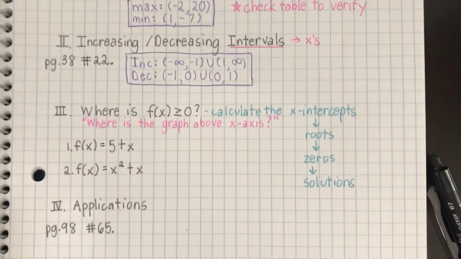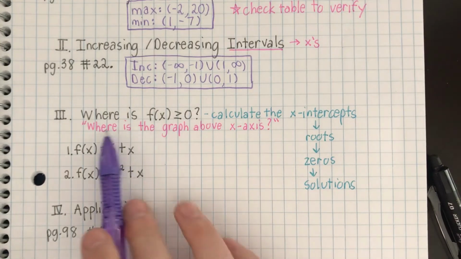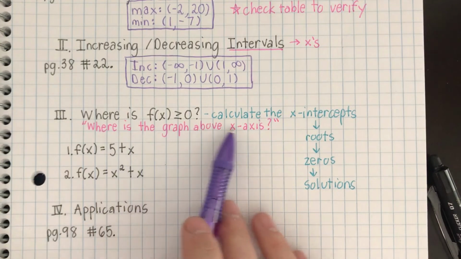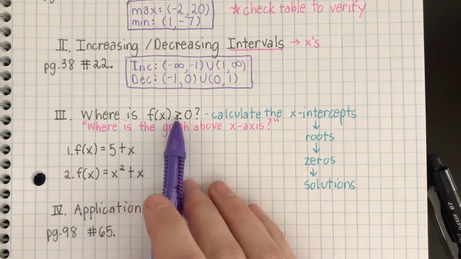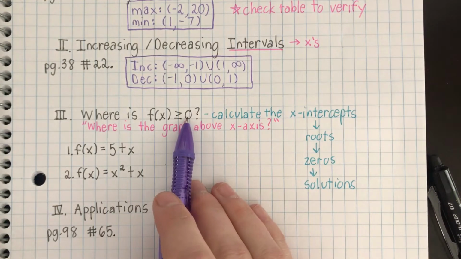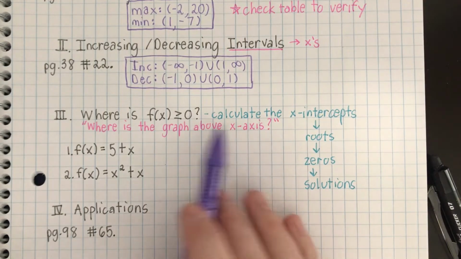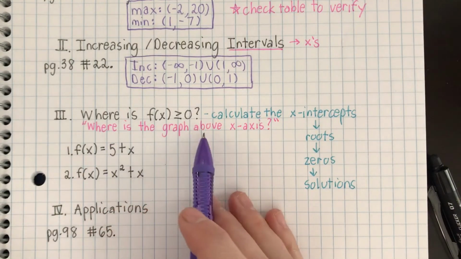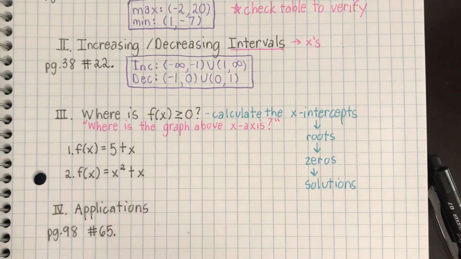Next, part 3. Where is f of x greater than or equal to 0? So in other words, where is the graph above the x-axis? Because this means where are the y values greater than or equal to 0. So the y values are 0 on the x-axis, and the y values are greater than 0 above the x-axis. So this really means where is the graph on or above the x-axis? On, because of the or equal to.